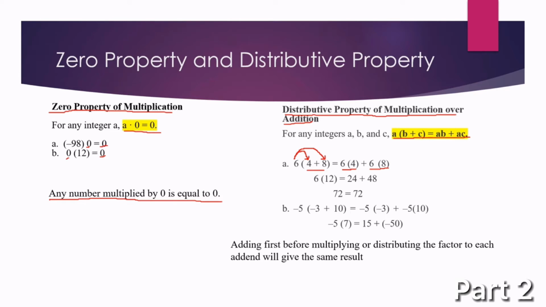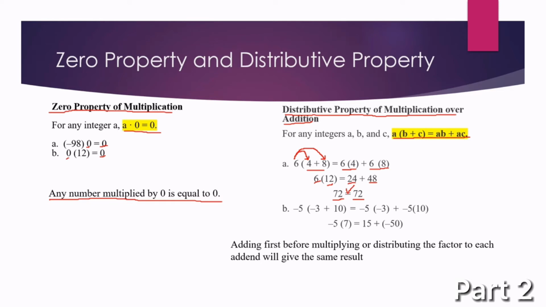Okay, so let us simplify. Bring down 6. 4 plus 8 equals 12. 6 times 4 equals 24. 6 times 8 equals 48. Next, simplify again. 6 times 12 equals 72. 24 plus 48 equals 72. So, both sides are equal.